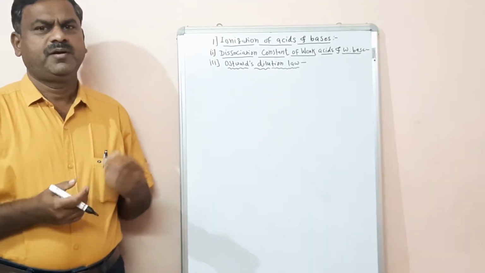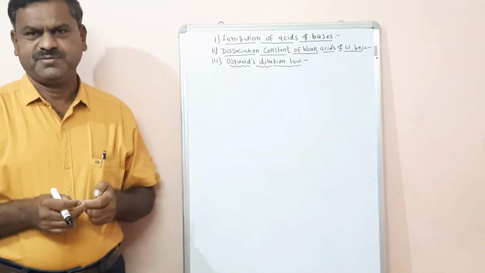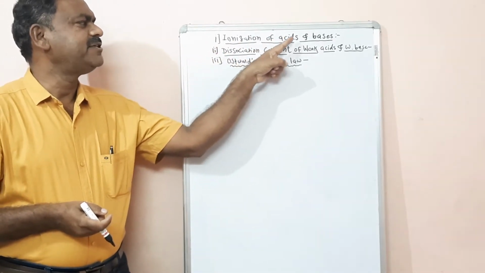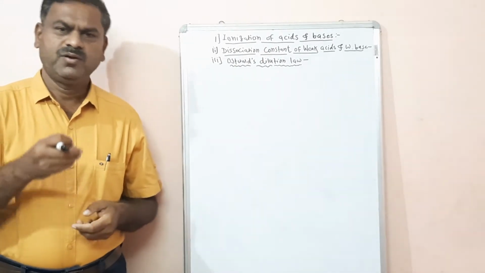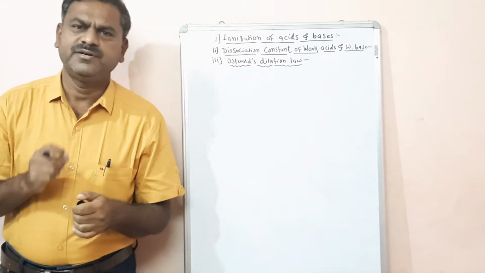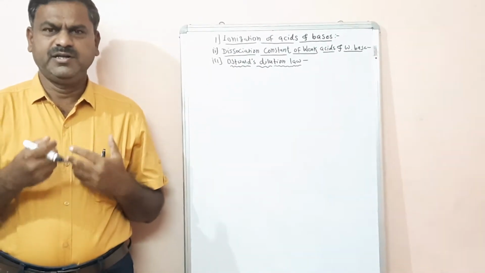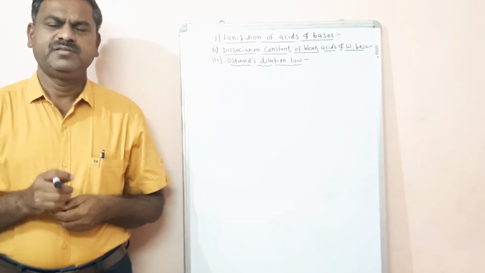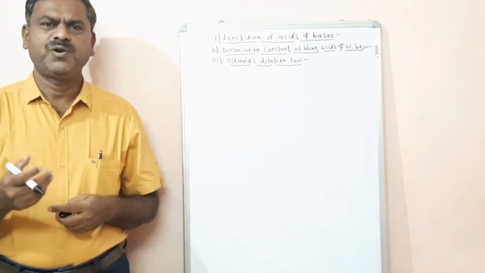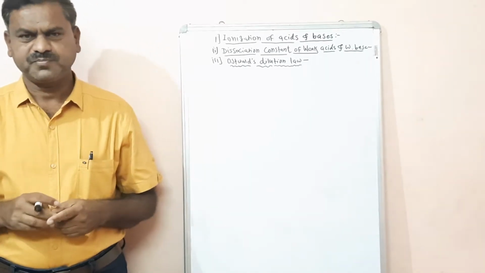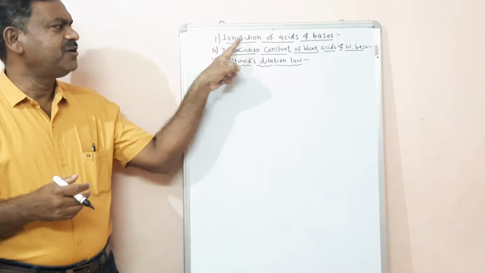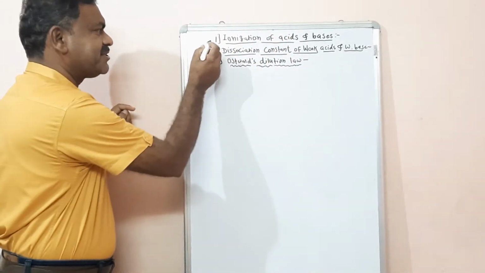These are the 3 points. First, one by one, ionization of acids and bases. We know that in the previous lecture we have seen the degree of dissociation, and what is meant by acids and bases according to different scientists. Now let us see the ionization of acids and bases.